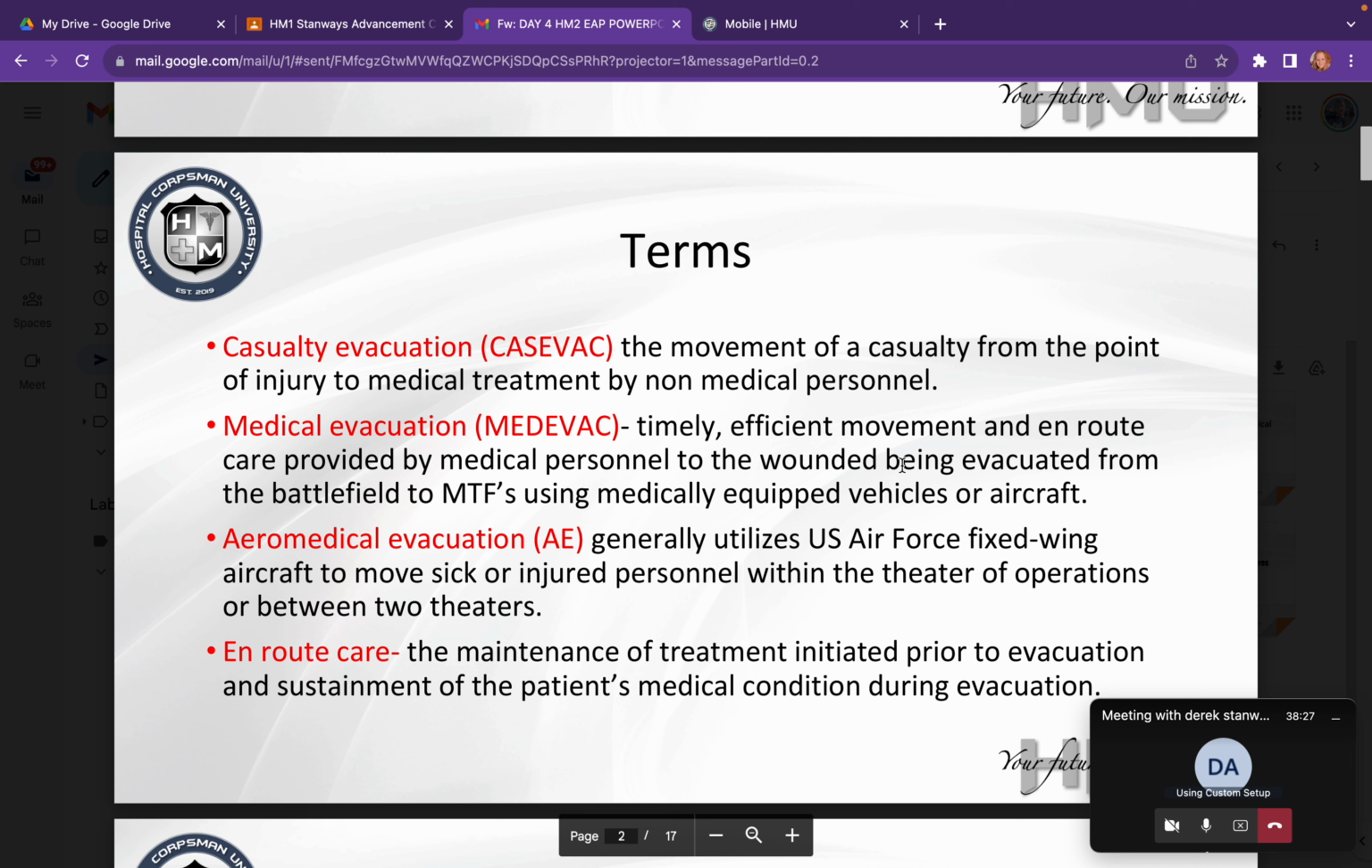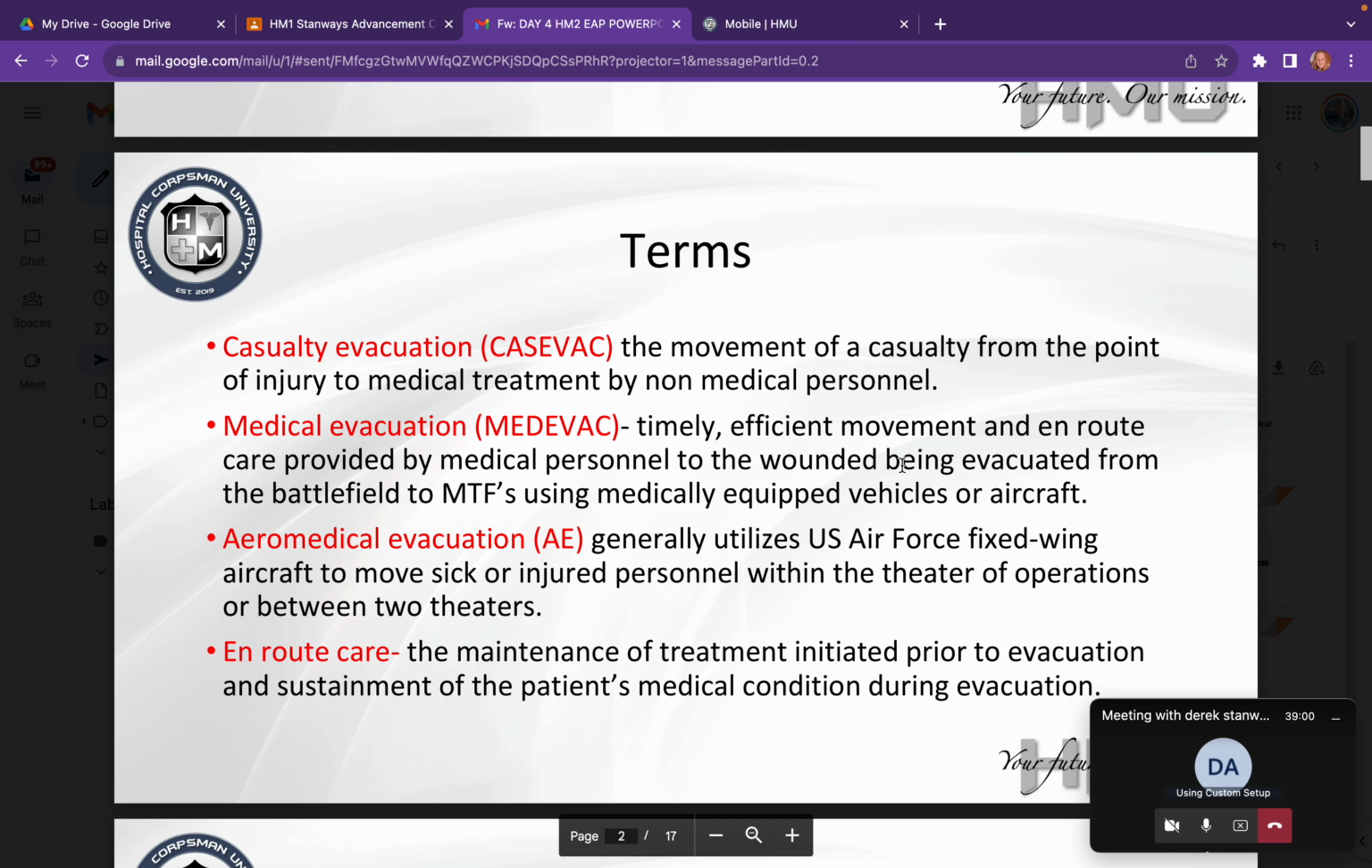And then en route care: maintenance of treatment initiated prior to evacuation, sustainment of the patient's medical condition during evacuation. So that's when your CCAT team comes into play. Does everyone know what a CCAT is? For those of you who don't, it's a critical care air transport team. It's usually a 3-person team, consisting of an ER physician or general surgery doc, maybe an anesthesiologist. You have a critical care nurse, and usually a cardiopulmonary tech or respiratory therapist or something along those lines to help with airway interventions. But we'll get to those here in a second.